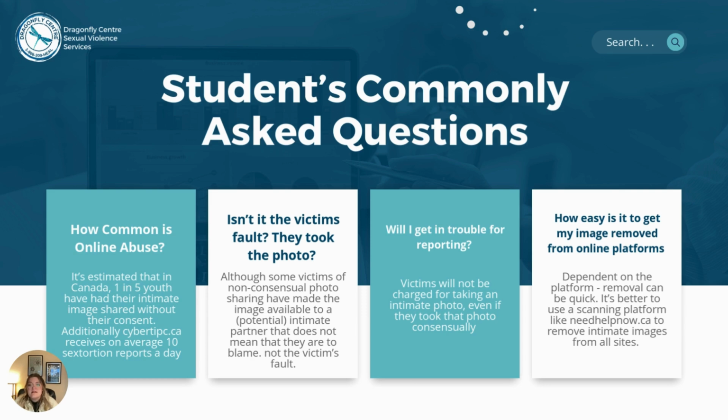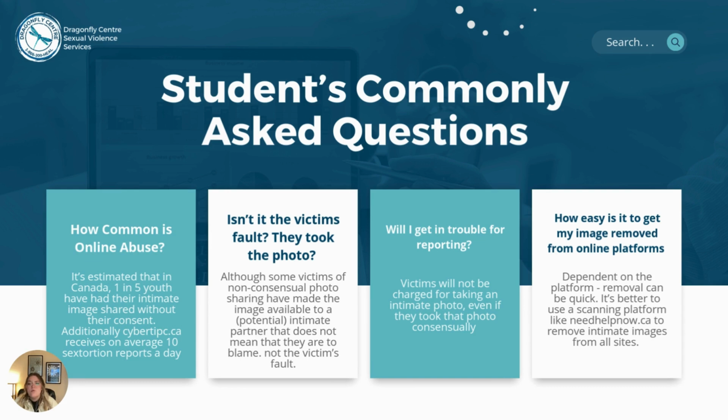How easy is it to get an image removed from online platforms? Image removal depends on the platform. Some platforms respond quickly to reports, while others take more time. The best approach is to use a scanning platform like needhelpnow.ca, which can remove intimate images from multiple sites efficiently.